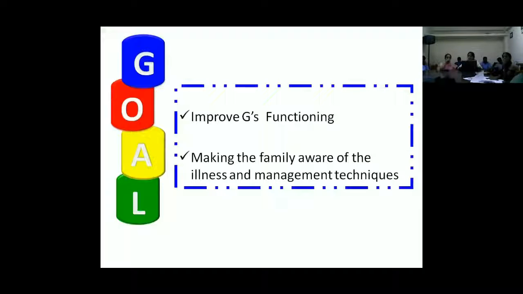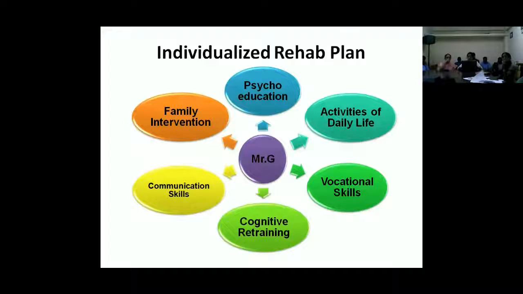So the overall goals for the patient are to improve his functioning, and to make the family aware of the illness and teach them management techniques. The needs were as follows. I'll go through each need and tell you how it has been addressed. I have not focused much on the process of vocational skills and cognitive retraining due to time constraints. It has been covered in the other presentation.